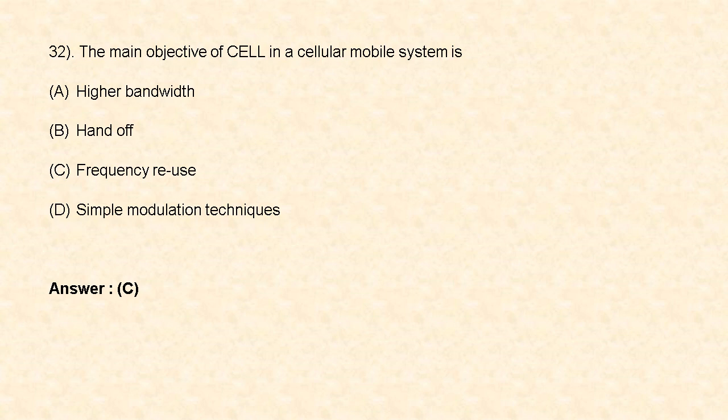Next question, the main objective of cell in a cellular mobile system is option A higher bandwidth, option B handoff, option C frequency reuse, option D symbol modulation techniques. Frequency reuse is the main objective of cell in a cellular mobile system. Hence option C is correct.